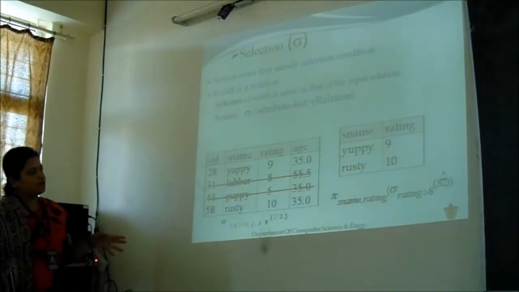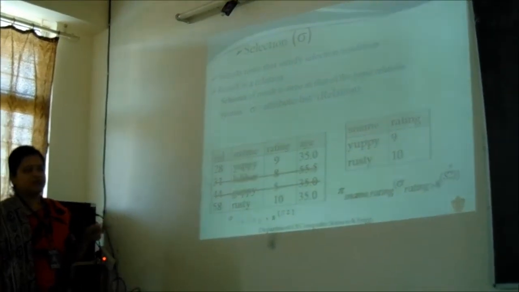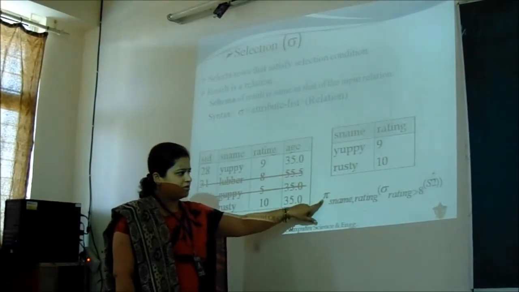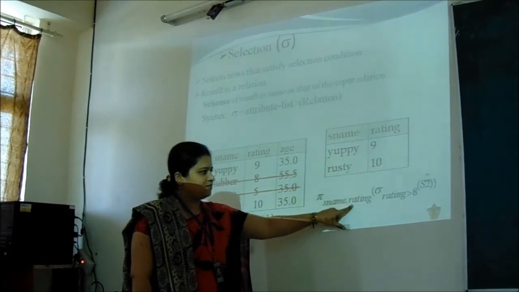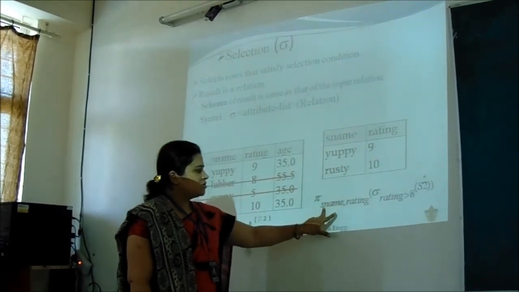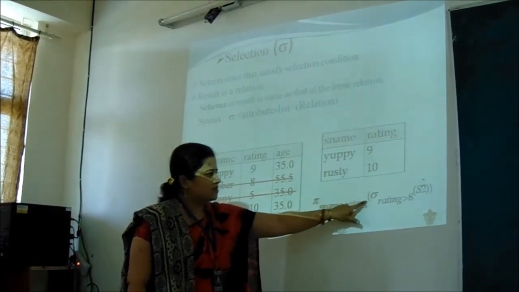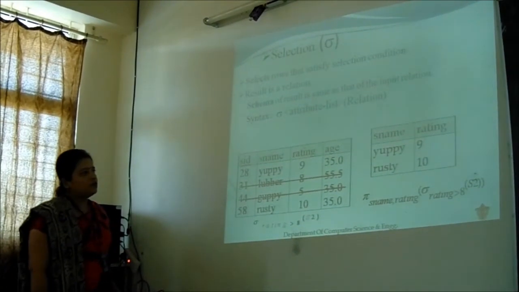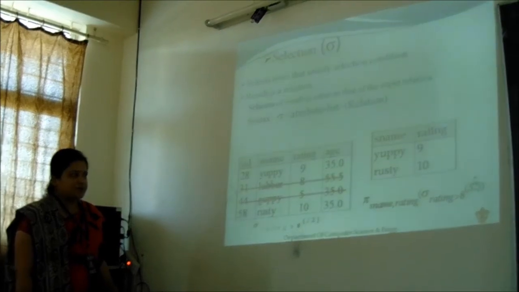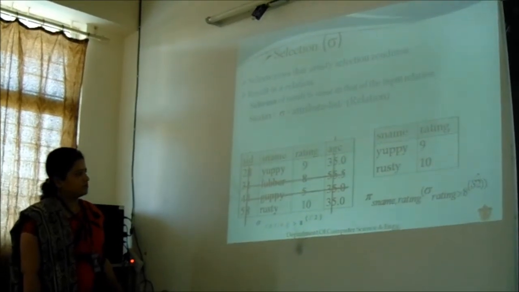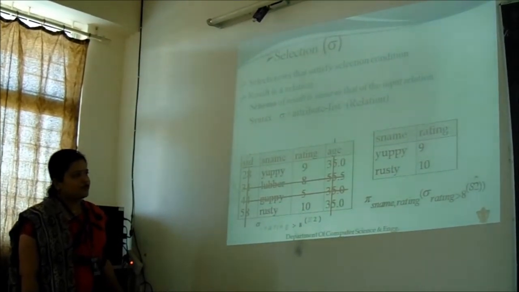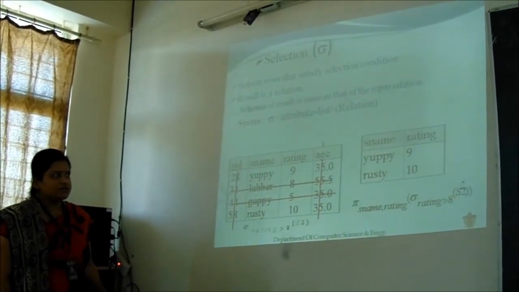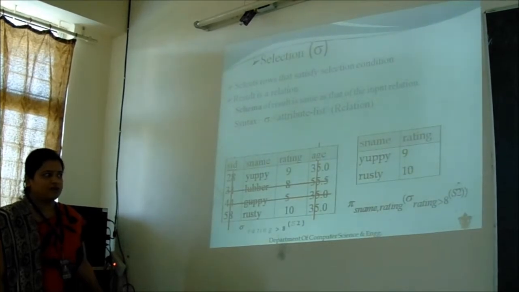Similarly, this operation can be performed as a combination of selection plus projection. The output is shown as: we use the projection operator, projection of S name and rating, with sigma rating greater than 8. We use pi in collaboration with sigma, and we got the two values which are greater than 8. As a result of the pi operator, we get only two columns in the output: S name as well as rating.